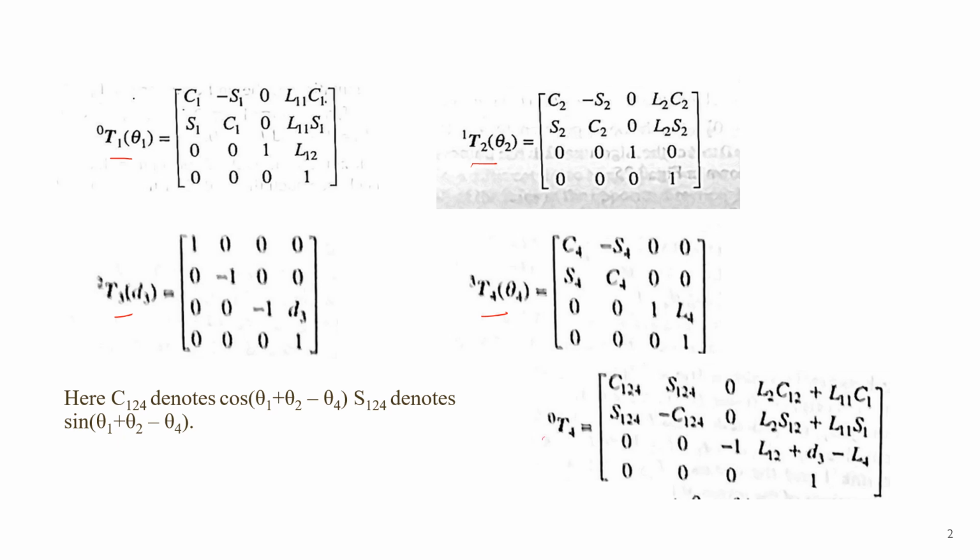And from that, you can get the forward kinematic model, or the overall transformation matrix of frame 4 related to frame 0. Here please note C1 to 4 denotes cos of theta 1 plus theta 2 minus theta 4, and S1 to 4 denotes sine of theta 1 plus theta 2 minus theta 4.